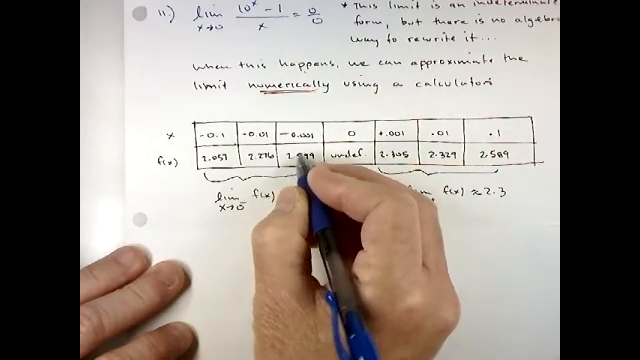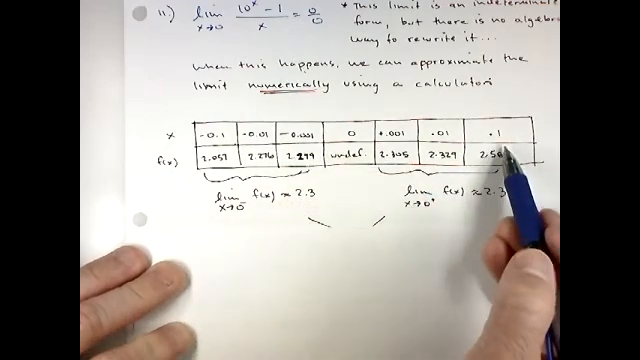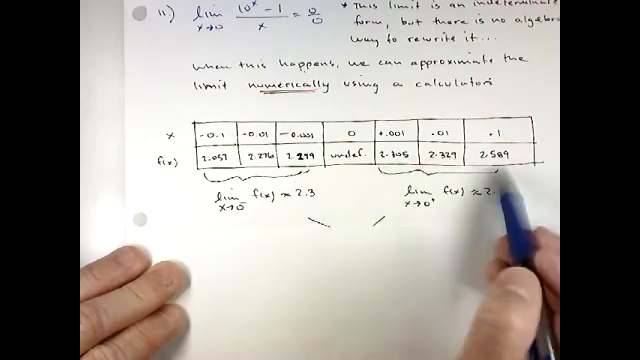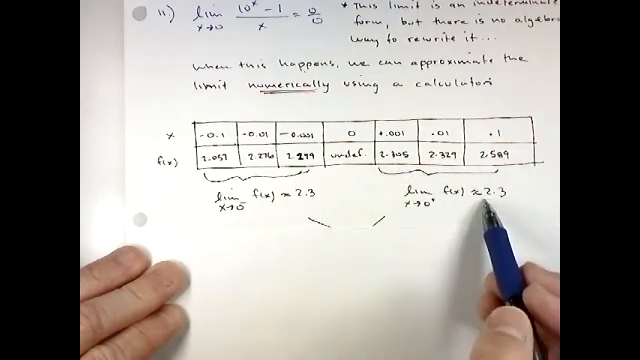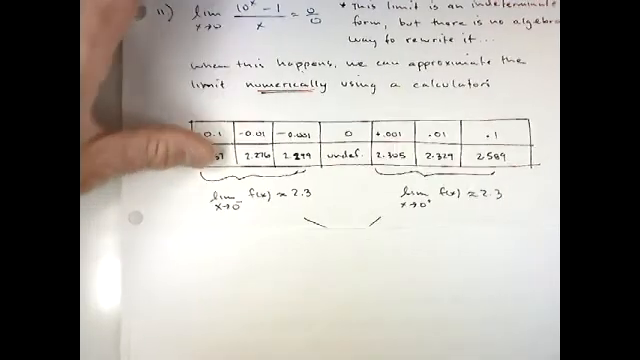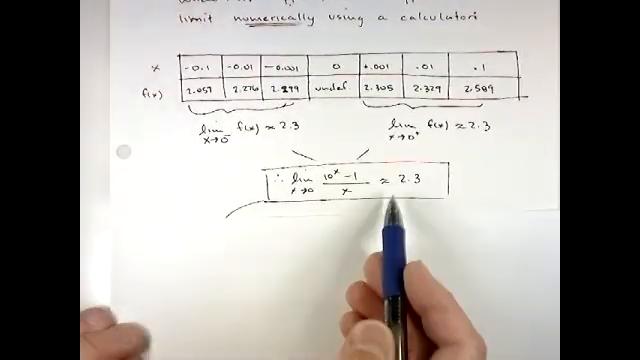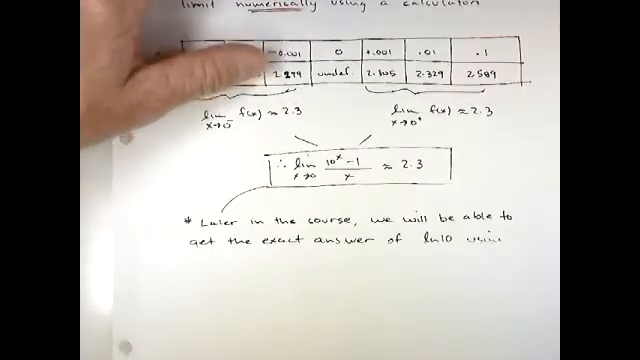2.299. Okay, about 2.3. And if I plug in positive values getting closer to 0, you can see that my trend is heading towards also 2.3. So it's reasonable to conclude that the overall limit is about 2.3. And that is correct. Okay.